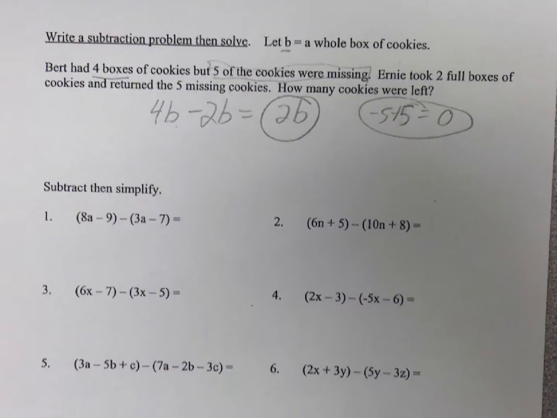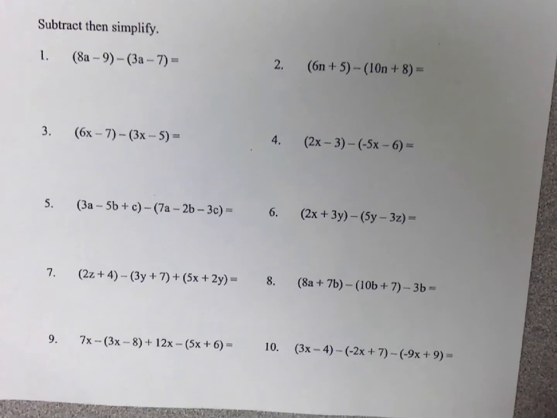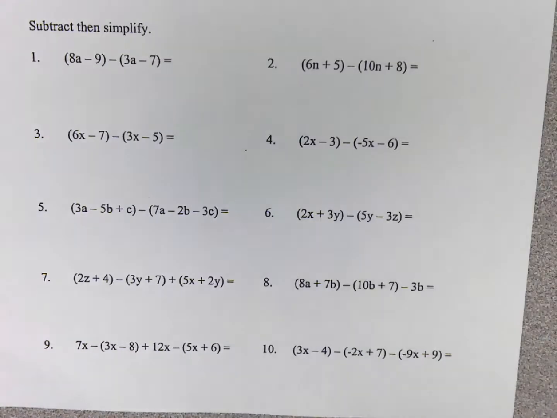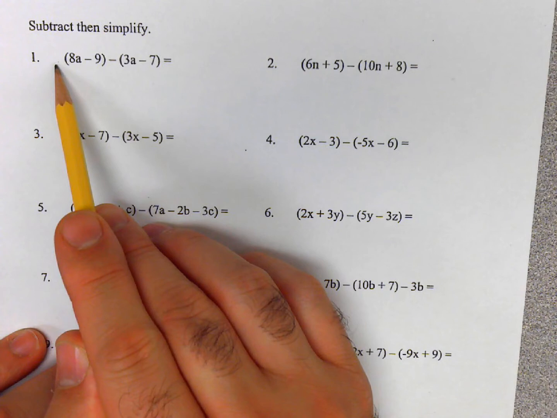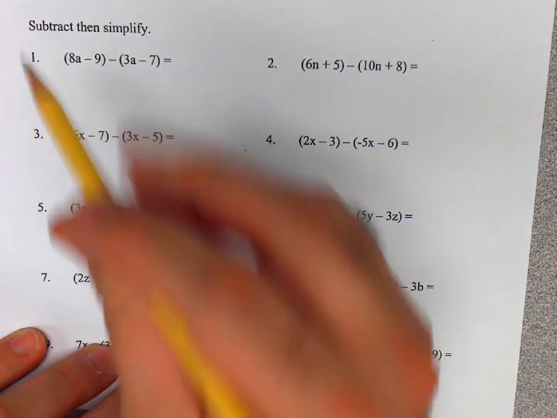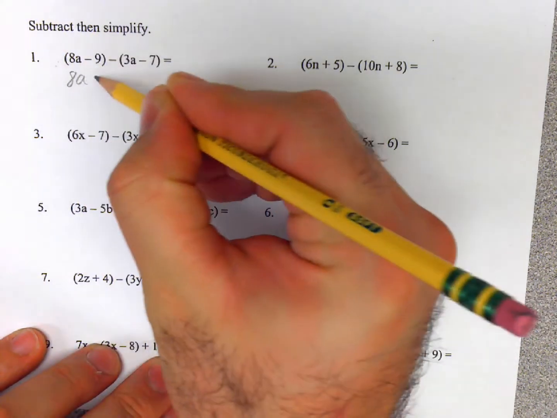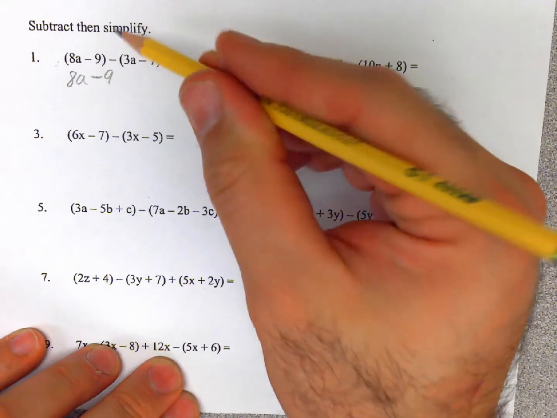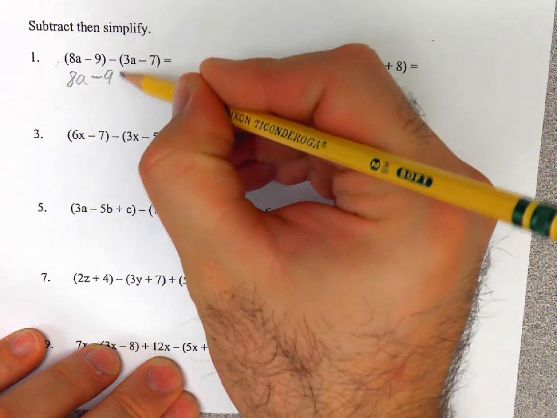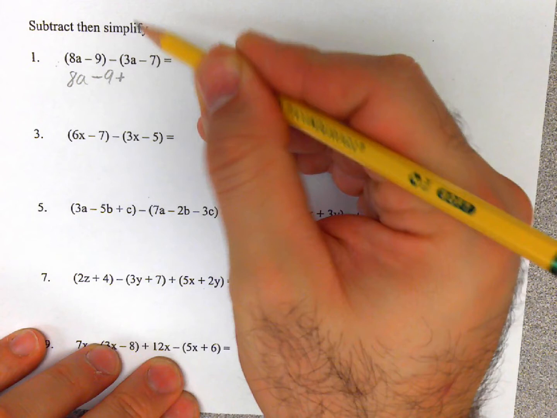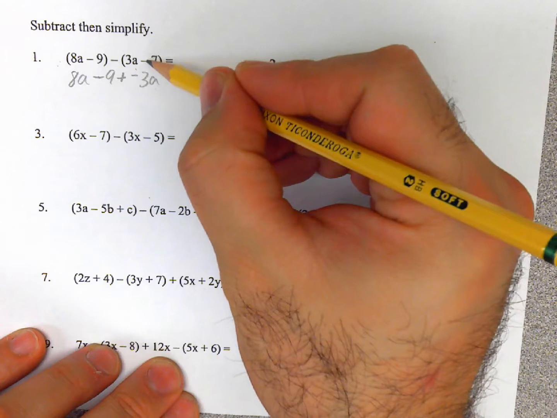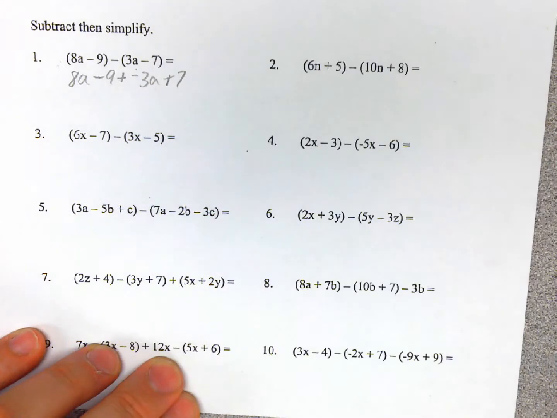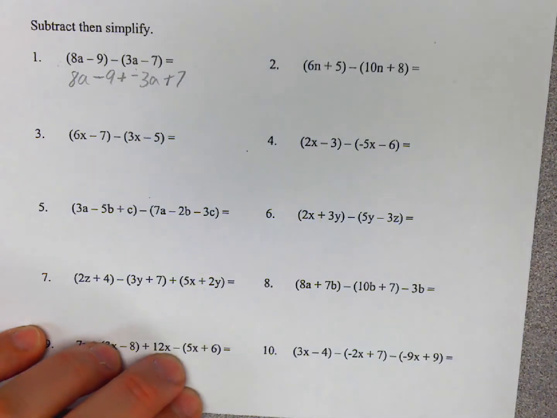And then finally, in your packet, you're going to have a lot of problems where you're just going to deal with subtracting expressions. So the first part, you notice there's no negative sign in front, right? There's no negative sign in front. So we're going to leave that 8a minus 9. But now what I'm going to do is add the opposite. So the opposite of 3a is negative 3a. What's the opposite of negative 7? Positive 7. So let's set up all our problems, and then we'll combine our like terms.